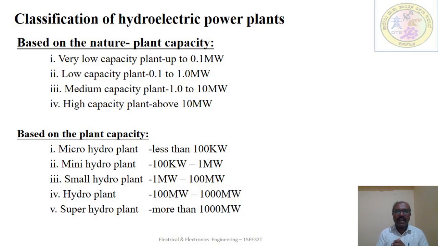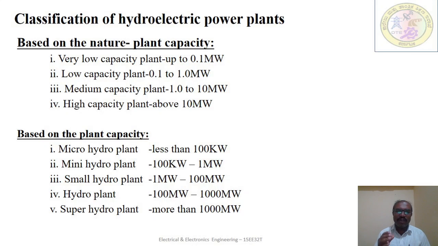Next is micro hydro plants. These micro hydro plants range from 5 kilowatt to 100 kilowatt. Usually they provide power for a small community or rural industry in remote areas away from the grid. Remote areas are where there is no roadway, railway approach, or transportation facility, so it cannot be connected in a convenient way. That area is called a remote area.